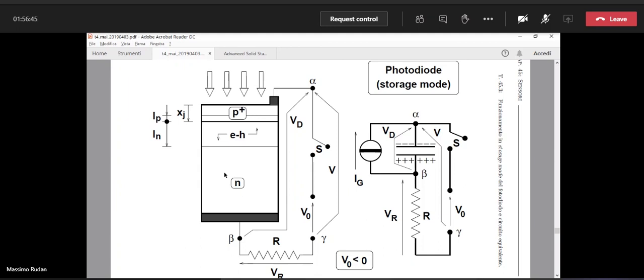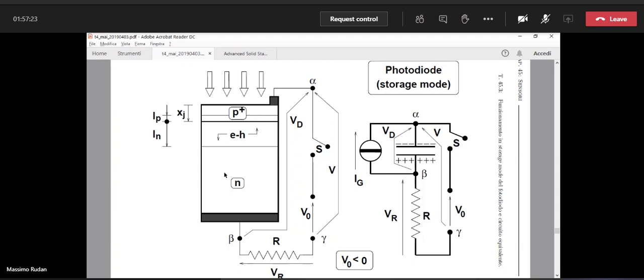This accumulation is also called storage. For this reason, this type of functioning of the device is called the storage mode. The interval of time during which the switch is kept open, so where the storage takes place, is called the integration time, because it is like we are integrating the charge inside the device.